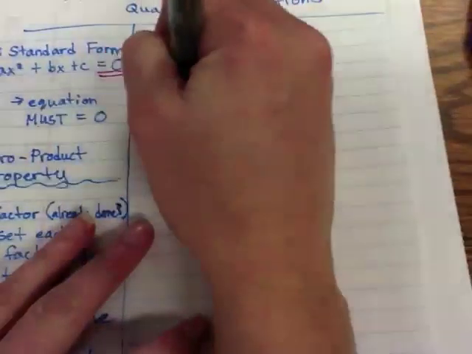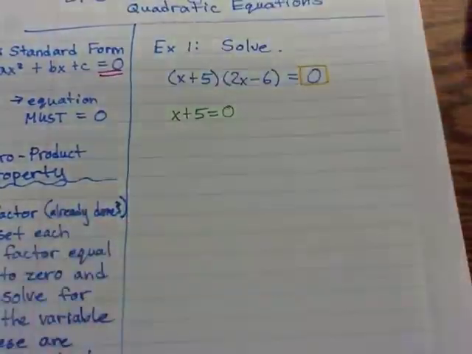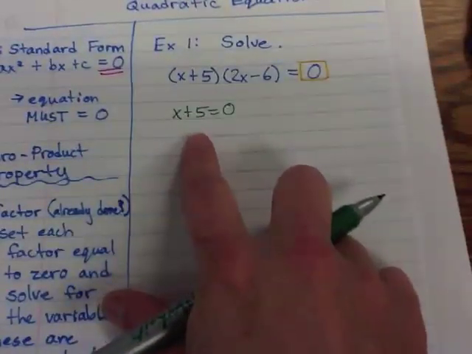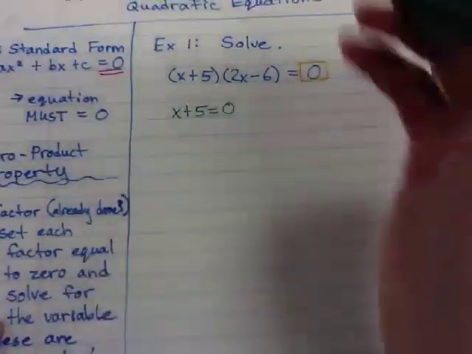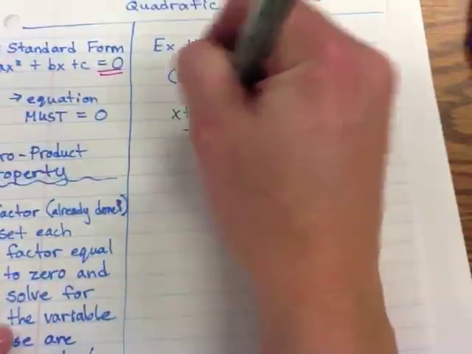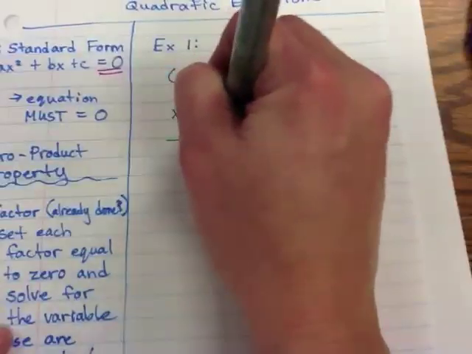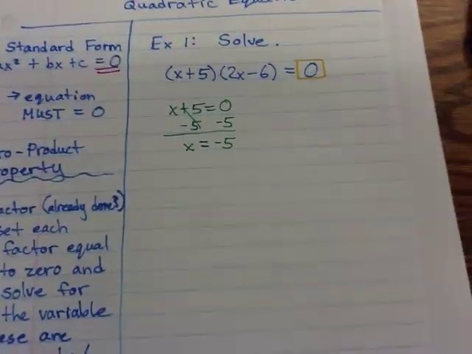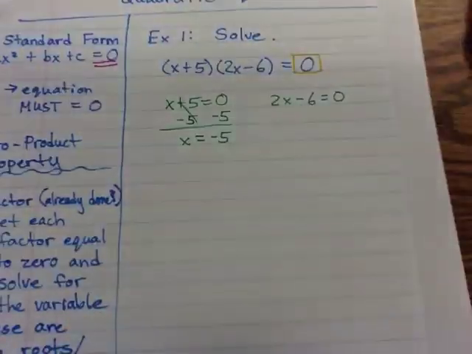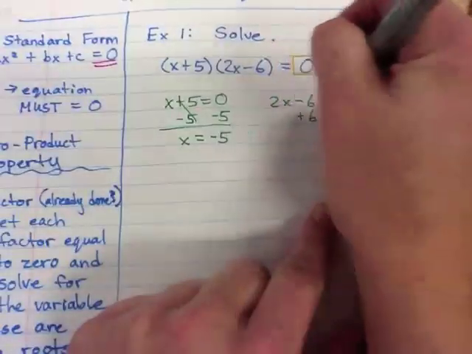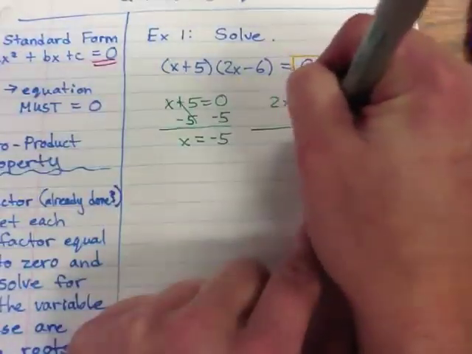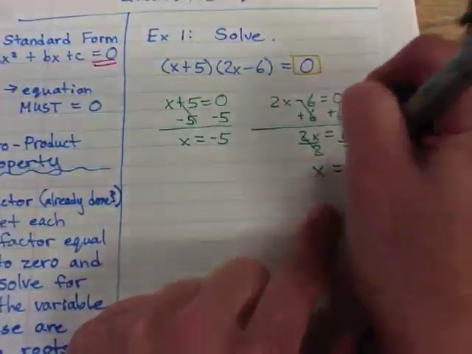So we have x plus 5 equals 0. Common mistake here: people just take this and say x is equal to 5. You have to actually solve that. So how are we going to solve that? Subtract 5 from both sides, and we get x equals negative 5. So there's one solution. And then we take 2x minus 6, set that equal to 0, and how are we going to solve that one? Add 6. And then we have 2x equals 6, and divide by 2. And x equals what? 3.